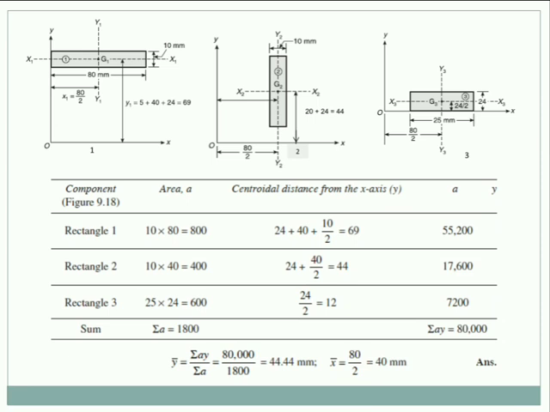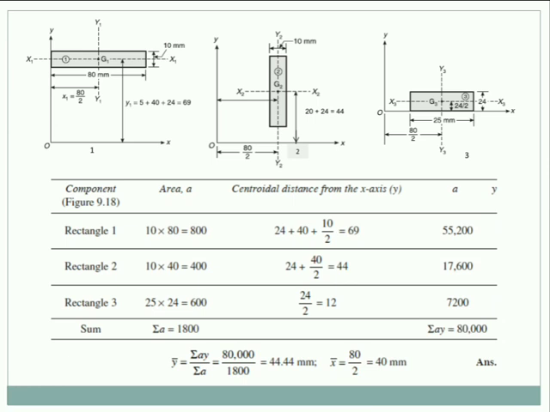So now comes up the easy calculation table. Rectangle 1, 2, 3. Each area is found out, and the centroidal distance as we discussed. Here 24 plus 40 plus 10 by 2 is nothing but 69. So we get A into Y. The last column is A into Y, that is 800 into 69. We are not finding X here because directly X is 80 by 2, 40, based on symmetry.